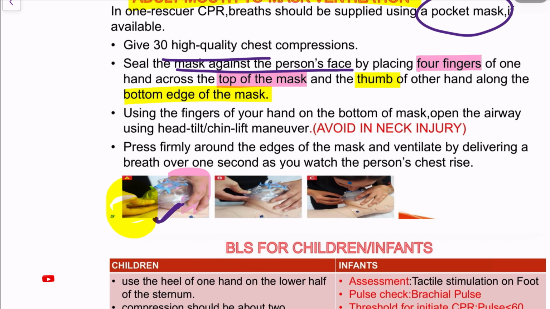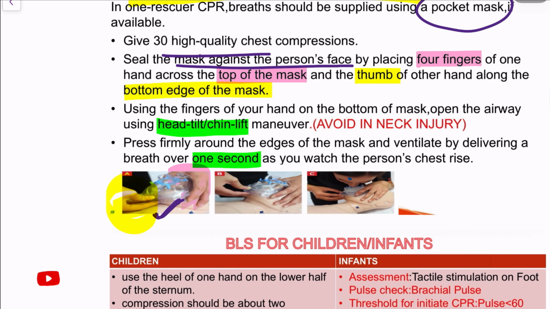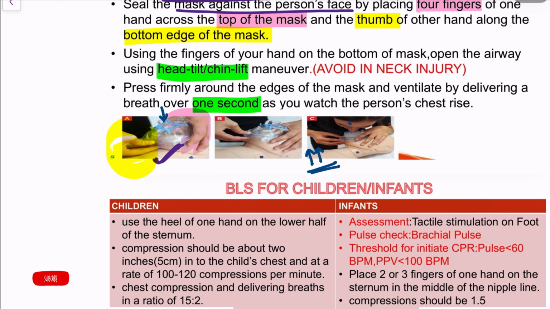Using the fingers of your hand on the mouth and the mask, open the airway. Head tilt and chin lift should be done, avoided in neck injury, and press firmly around the edges of the mask and ventilate by delivering a breath over 1 second as you watch the patient's chest rise. Now you have to give the breath via this. While giving the breath, you have to see whether the patient's chest is rising or not. When the patient's chest is rising, it means you are giving an effective breath, and each breath should be within 1 second.